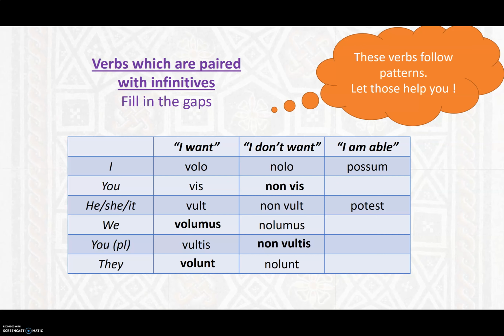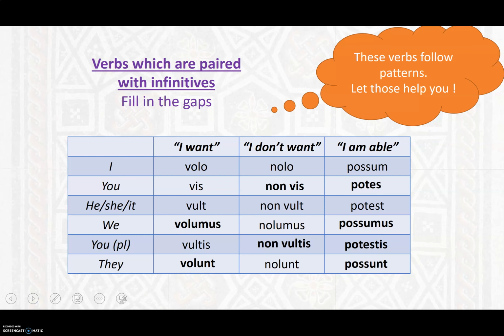Okay, have a look at possum. Possum doesn't end in an O. What does it end in? You've got the word sum there on the end. So what pattern might possum follow? Well, it's just the verb to be with pos or pot in front of it. So this verb goes possum, potes, potest, possumus, potestis, possunt.